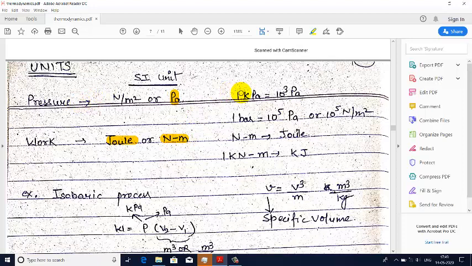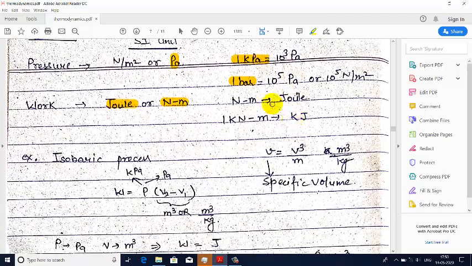The unit of pressure can be in Pascal, kilopascal or bar. These are three common units that are used for pressure. 1 kilopascal is equal to 10 to the power 3 Pascal and 1 bar is equal to 10 to the power 5 Pascal. And work is generally denoted in Joule or kilojoule. Newton into meter is equal to Joule.